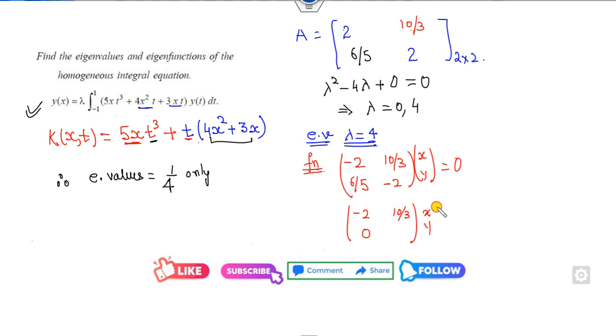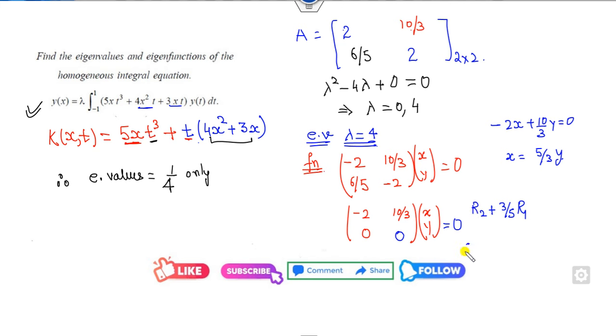Fine. So how can I do that? I can take R2 plus 3 over 5 R1. If you take 3 over 5, it is 0. Fine. So therefore, the equation will be minus 2x plus 10 over 3y is equal to 0. So x will be 5 over 3y.